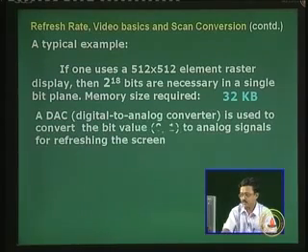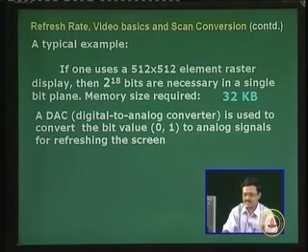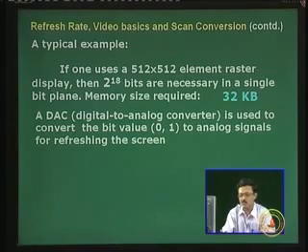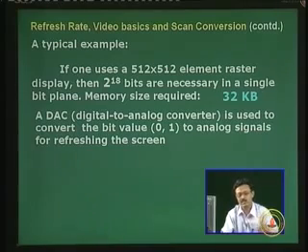Well, a digital to analog converter, popularly called a DAC, is used to convert these bit values 0 or 1 to analog signals for refreshing the screen. The analog signals will drive the intensity of the screen. It will drive the electron beam.